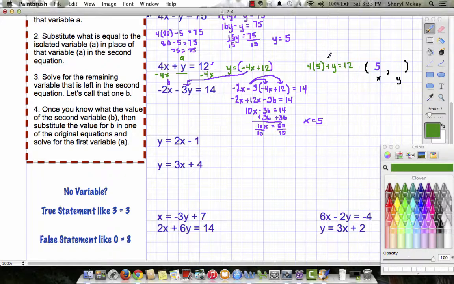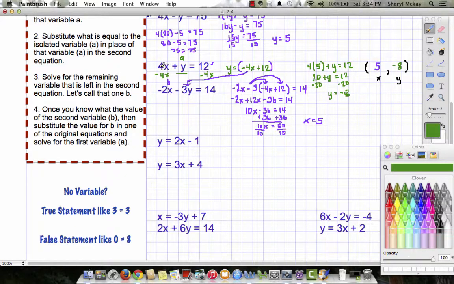4 times 5 is 20, plus y equals 12. Subtract 20 from both sides, and I get y equals negative 8. So now I've just figured out the point. It's 5, negative 8, and that means that the x value and the y value, the 5 and the negative 8, can be plugged into either one of these equations, and it should be a true statement. It's where these two lines intersect. It's the one place that these two lines have in common. And I can check that by plugging 5 in for x and negative 8 in for y in both equations.